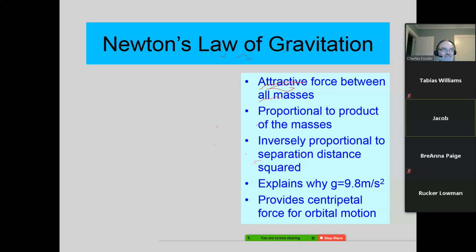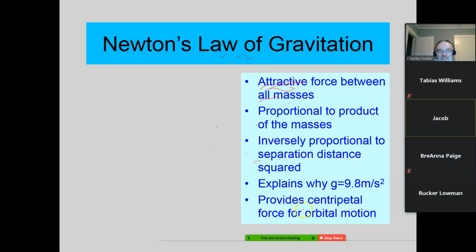For instance, if I were walking down the hallway and you were walking the other way, we aren't suddenly attracted to each other because of the law of gravity. We are, but it's such a weak attraction, we don't notice it. When we do the lab today, we'll see you have to have very massive objects before you get measurable attraction. So that's what we'll be dealing with today.